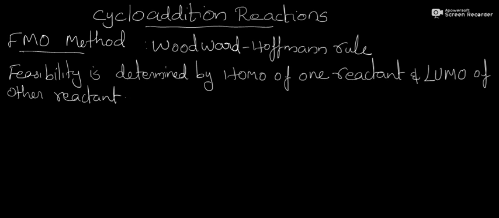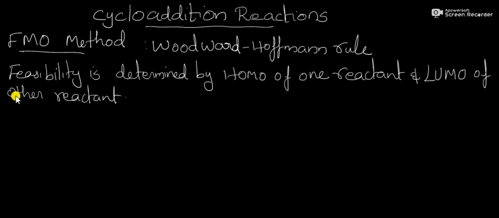Examples of cycloaddition reactions are the 2 plus 2 cycloaddition reaction and the famous 4 plus 2 cycloaddition reaction, that is our Diels-Alder reaction. All these things were studied in the previous video lecture. Now I am discussing the mechanism of cycloaddition reaction. It can be explained by the FMO method proposed by Woodward and Hoffmann.